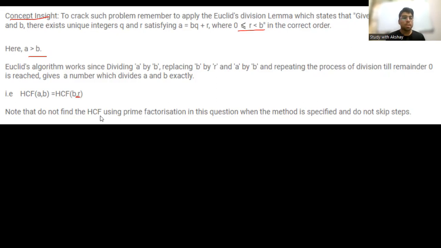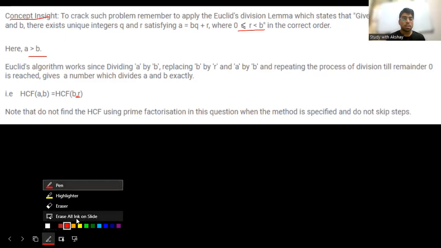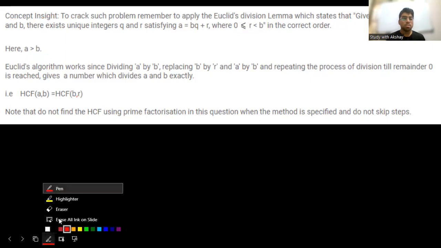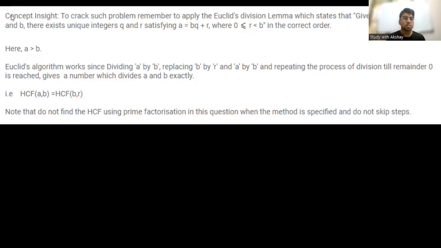Therefore, note: do not find HCF using prime factorization in this question when the method is specified, and do not skip the steps. All the steps are taken into consideration while solving these kinds of questions. Make a note of it, concept insight. I say it's very important to know the concepts.